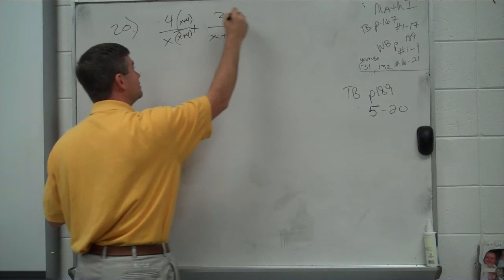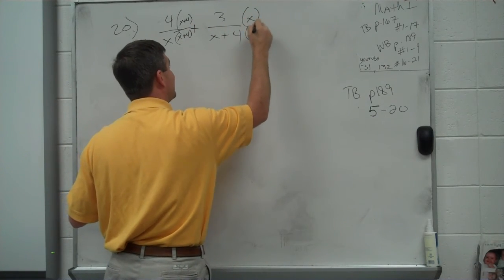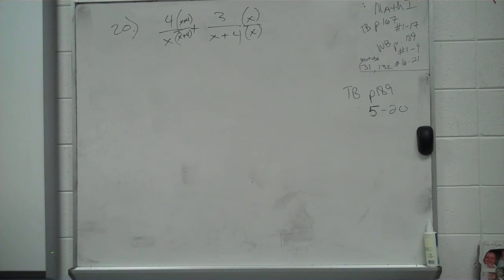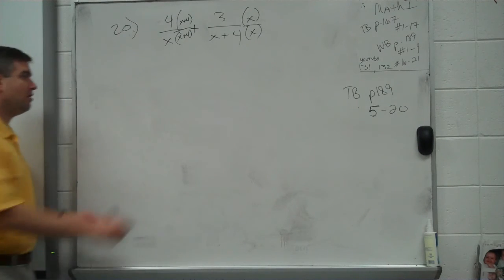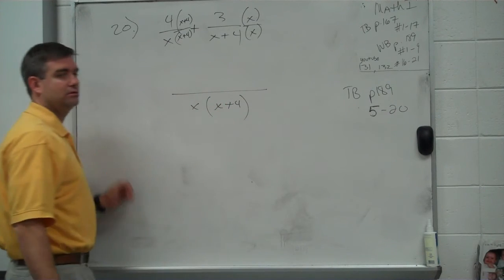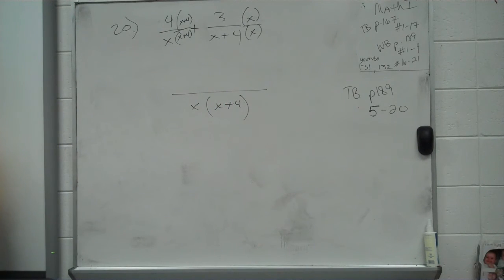You should be writing this down. This one has to be multiplied by x over x, top and bottom. Now my LCM will be x times x plus 4. That's my denominator. They don't have anything in common, so they just get multiplied by each other.